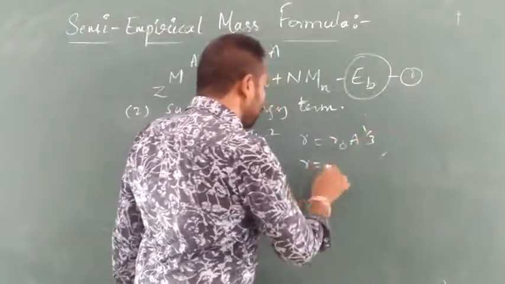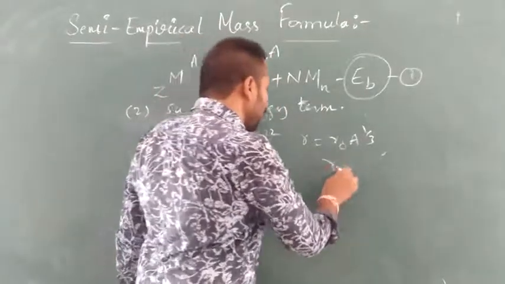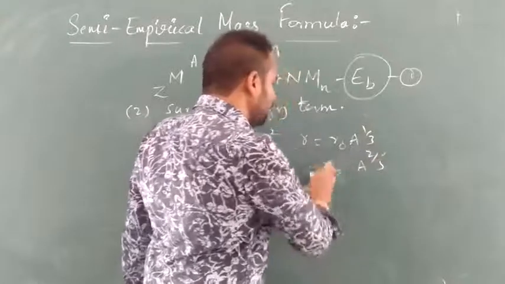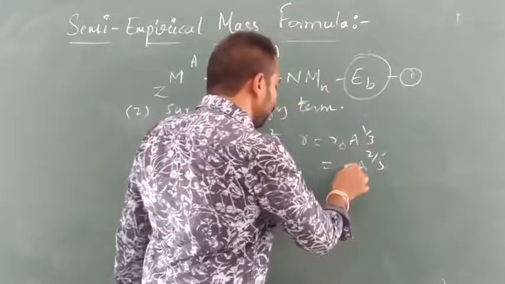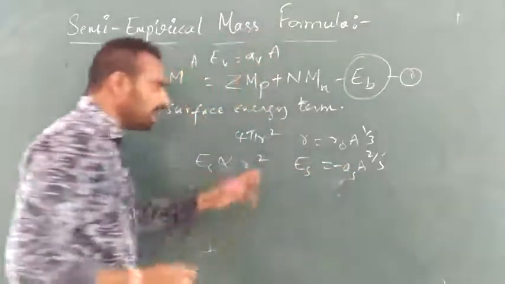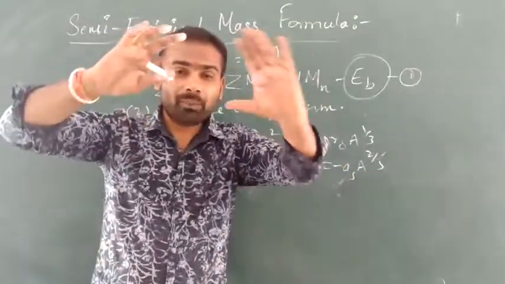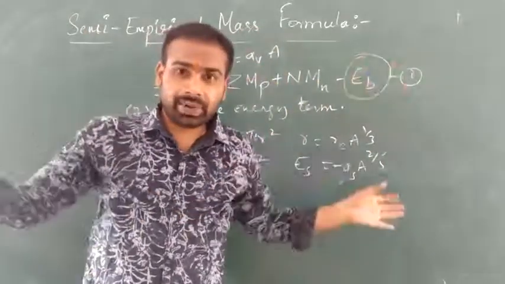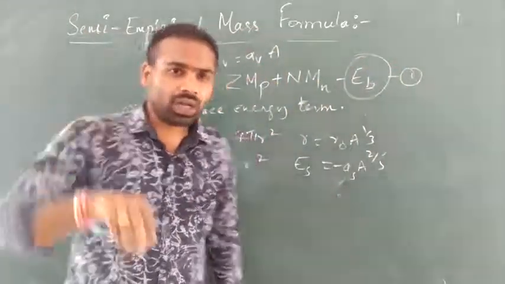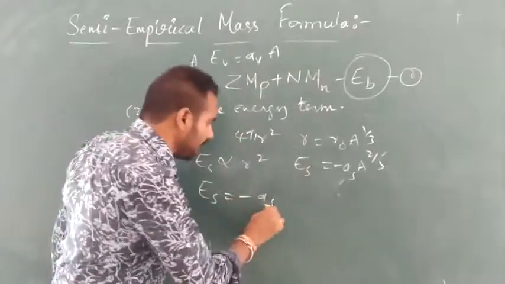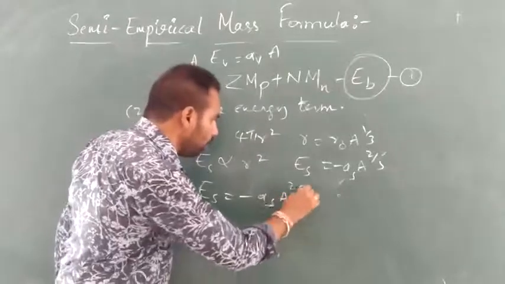So r square is nothing but r naught square A power 2 by 3, where r naught square is again a constant, which is given by some As. So Es is equal to minus, because it is a negative contribution. The number of nucleons present on the surface will decrease the binding energy, not increase it. So Es is equal to minus As A power 2 by 3.